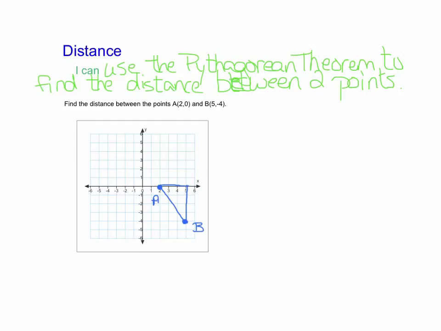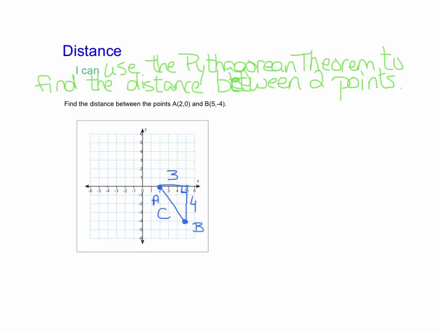Now, this distance that we are trying to find, this distance right here, if this is my right angle and this is my right triangle, which distance am I trying to find? I'm trying to find C, right? Well, do I know A and B? Well, I do. I can count my spaces, right? I've got 1, 2, 3. So the distance there is 3. I count the length of my other leg. 1, 2, 3, 4. And that distance is 4.